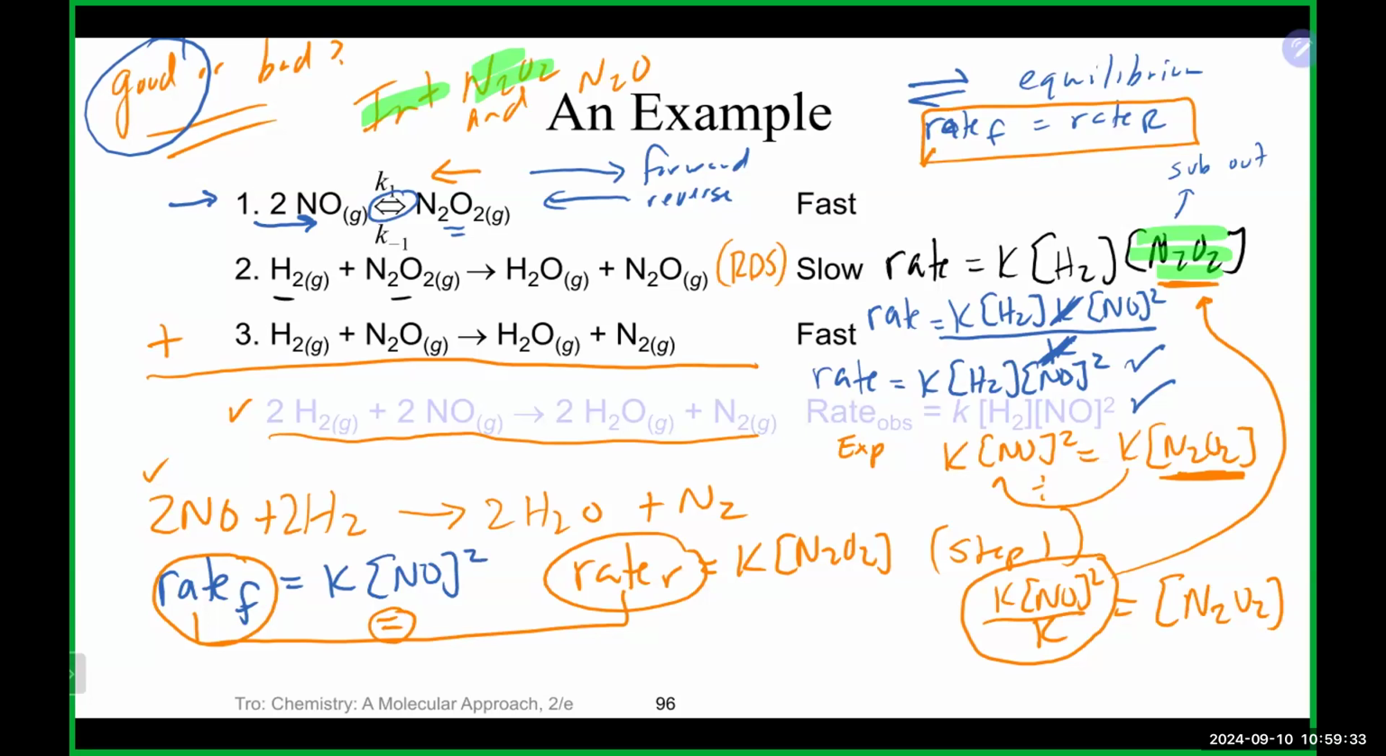Now, clearly, if we went through these steps and we ended up with a rate law that did not match the one that was found experimentally, then that would not be a good mechanism or a plausible mechanism for this reaction to take place. So this is another type of mechanism problem where you have to do a little substituting out, a little bit of math, to get two rate laws that don't have any intermediates in them so that you can compare them. Any questions on that?